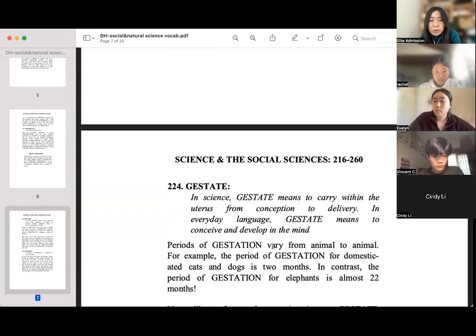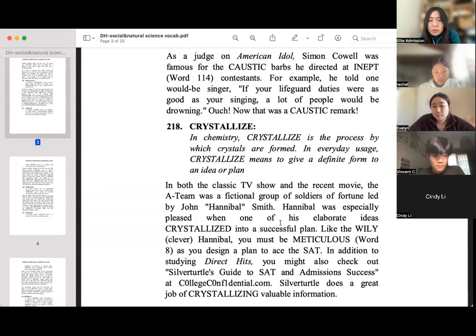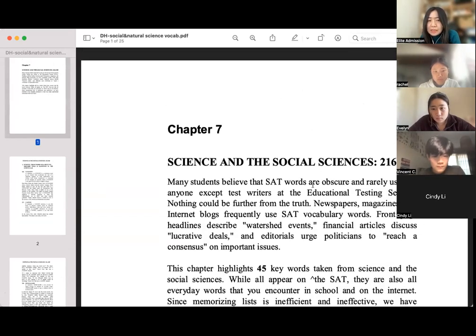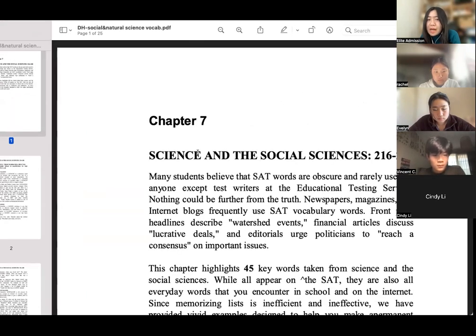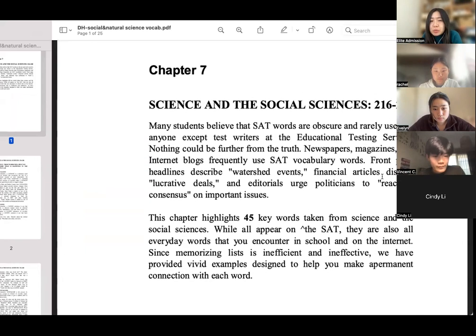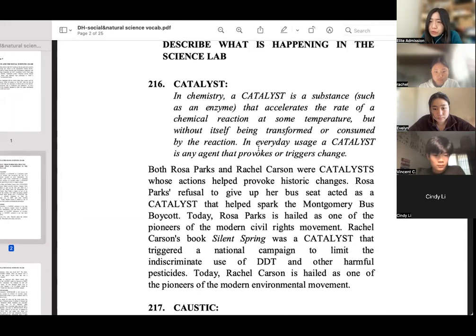So let's have a look at this one. I'm sending you this document as well. This is a vocabulary list regarding science and social science. It is adjective words, right? Obscure words, hard words. So you can go through them, right?